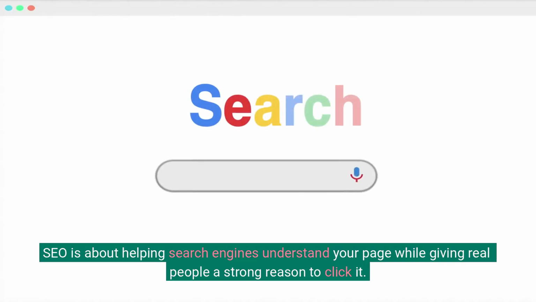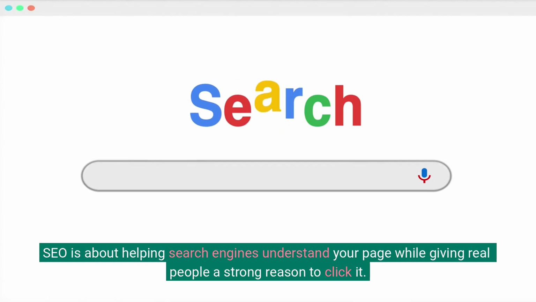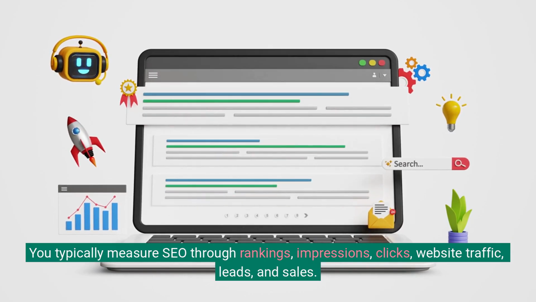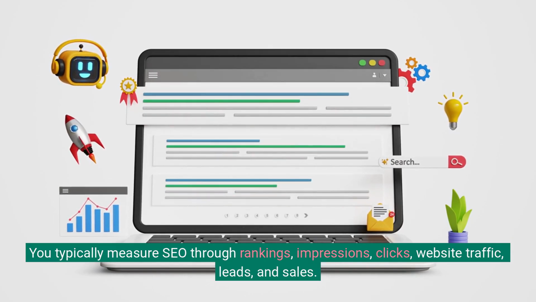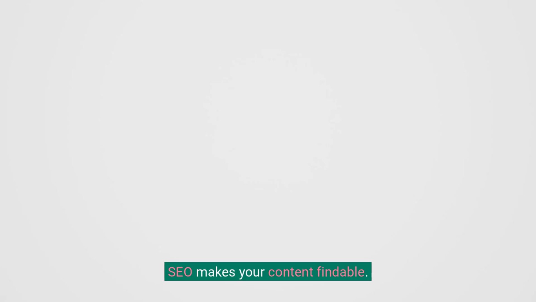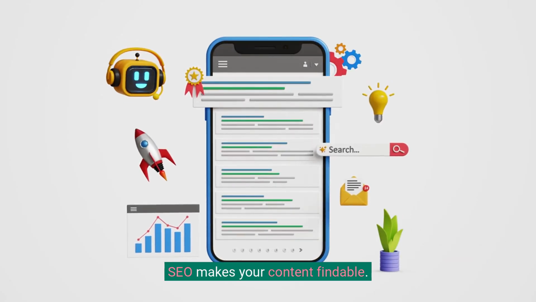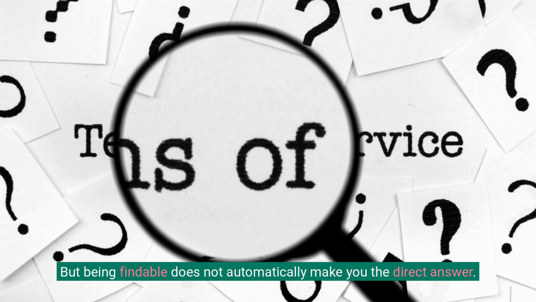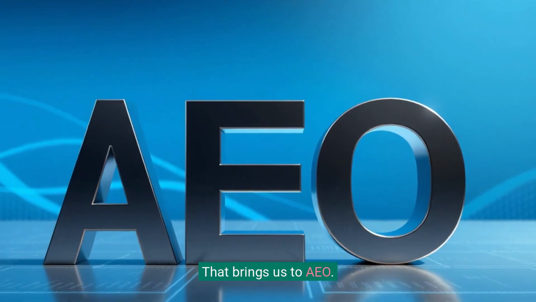SEO is about helping search engines understand your page while giving real people a strong reason to click it. You typically measure SEO through rankings, impressions, clicks, website traffic, leads, and sales. So, the easiest way to remember SEO is this. SEO makes your content findable. But being findable does not automatically make you the direct answer. That brings us to AEO.